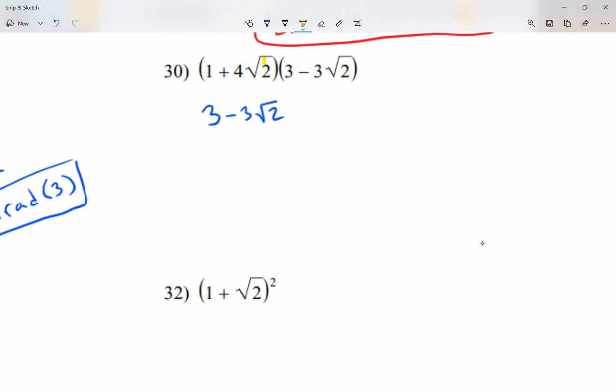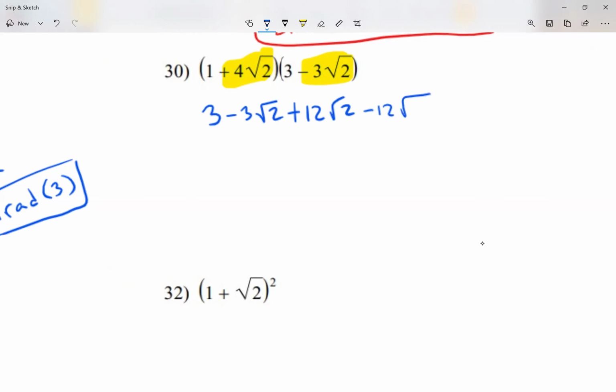Now I'm looking at the second term of the first parentheses with the sign included, right? I'm looking at this as a positive 4 radical 2. I'm going to multiply that times 3. So whole numbers. 4 times 3 is 12. So plus 12 radical 2. And then I have to multiply that here. Whole numbers, 4 times a negative 3 is a negative 12.